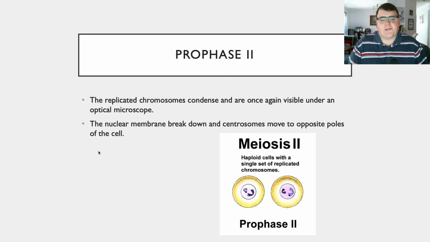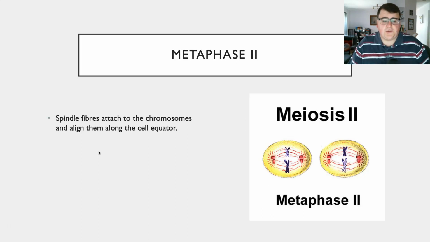We then move on to meiosis 2. So in meiosis 2, we start with prophase 2, and the replicated chromosomes start to condense and again become visible under the optical microscope. And again, the nuclear membrane starts to break down and the centrosomes will move to opposite sides of the cell. We then move into metaphase 2, where the spindle fibers are going to attach to the chromosomes, which are now just one, and align them along the cell equator.